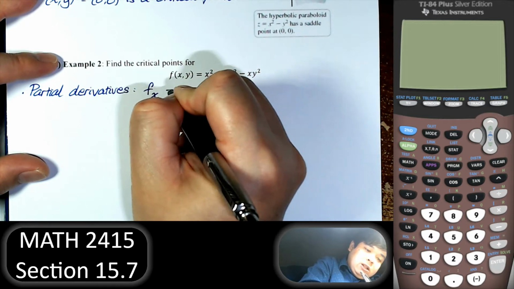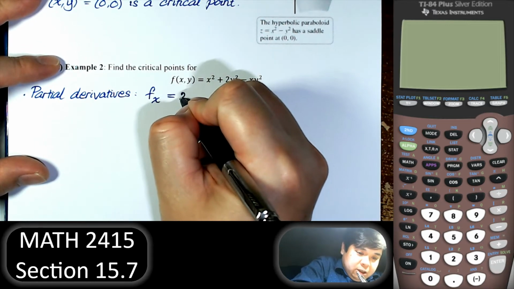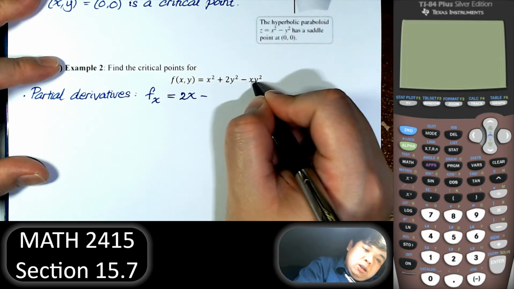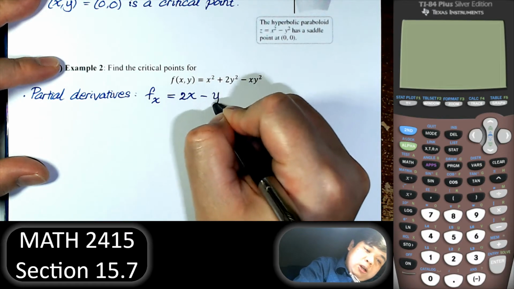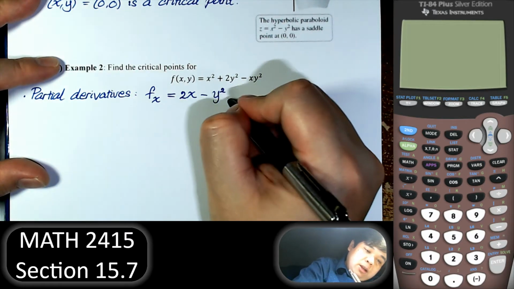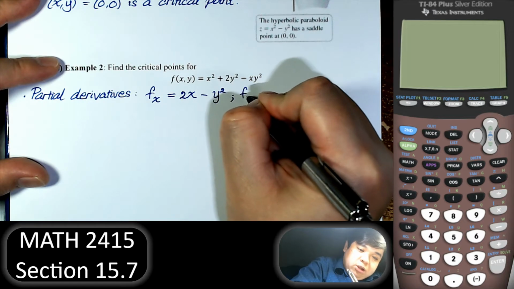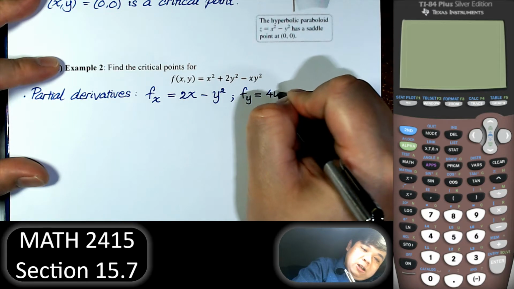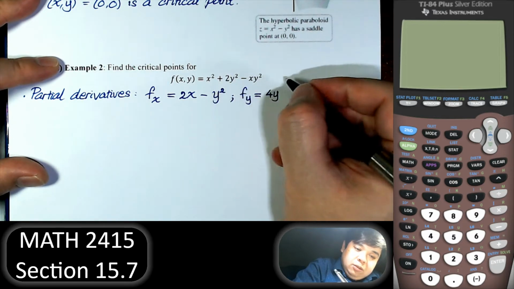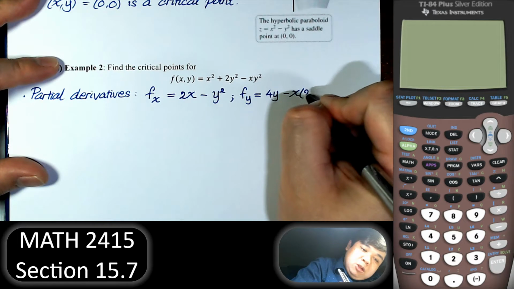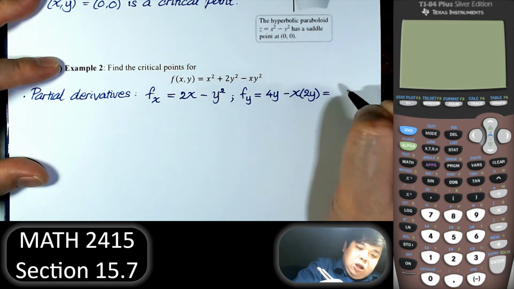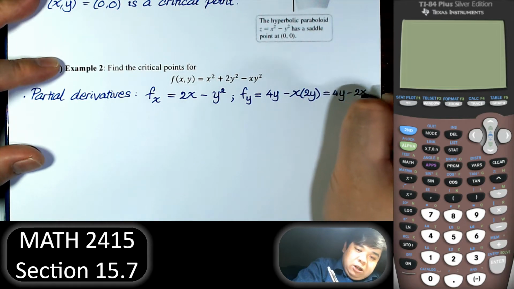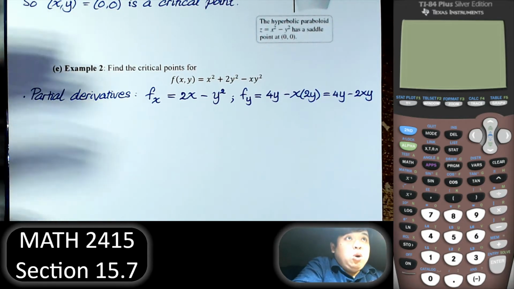Derivative with respect to x is 2x, with respect to x, so this will be minus y squared. Derivative with respect to y, 4y minus x times 2y. So we have 4y minus 2xy. So those are the partial derivatives.